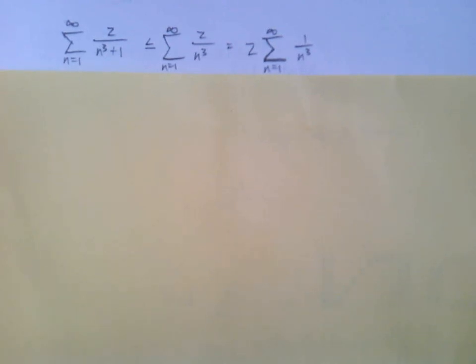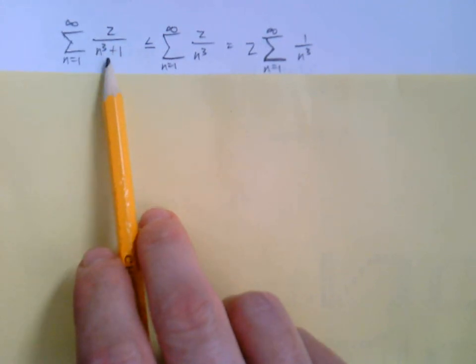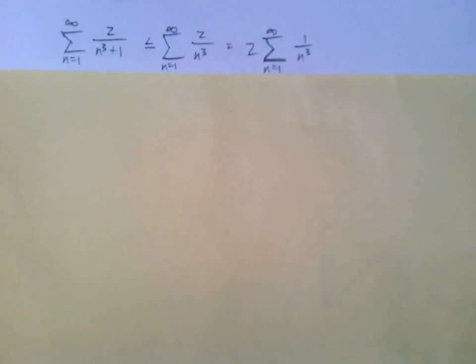Is it the divergence test? What if we took the limit of the nth term? Well, that would go to 0. So the divergence test is inconclusive. What was next? Telescoping. No, there's not going to be a telescoping series on that.